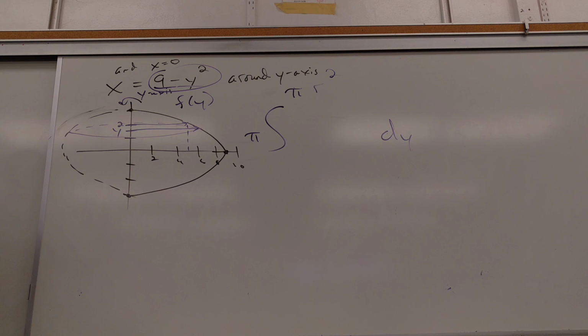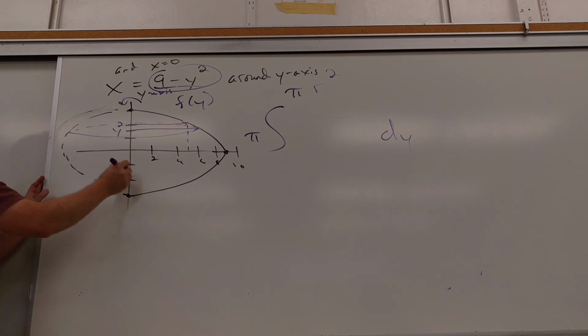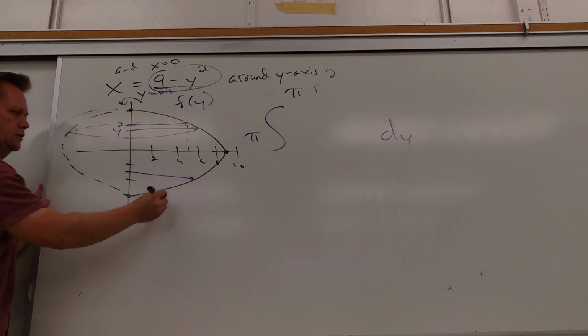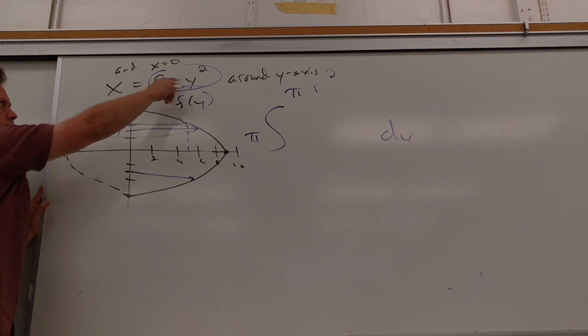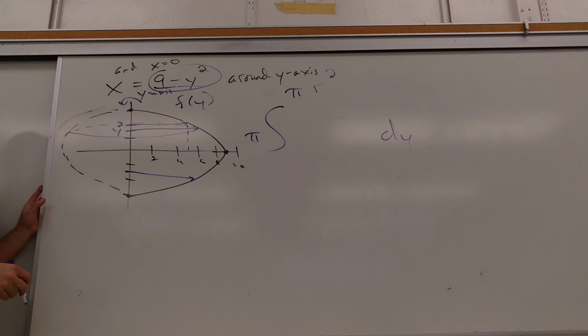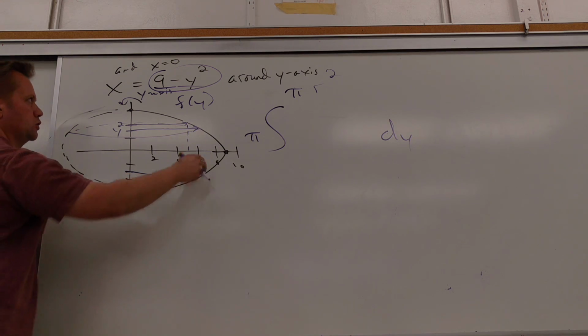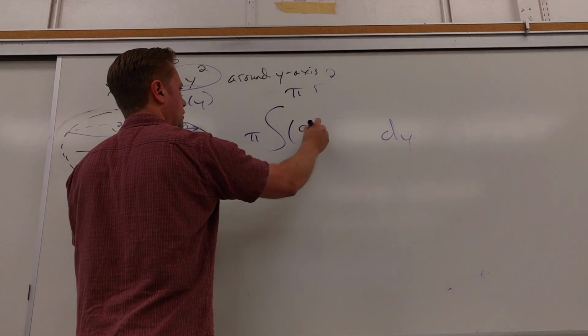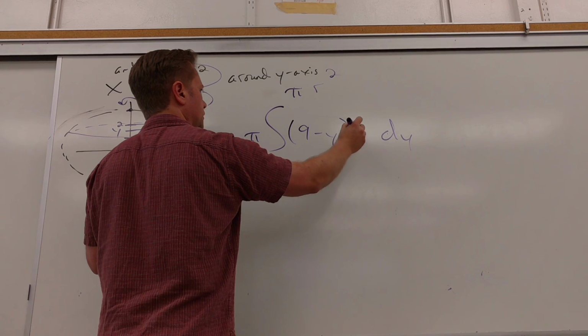Can you guys see that? Let me make it a little more concrete for you. Any position you pick, how would I see what the radius is? I would put that y in and see what the x is. So that's the radius, from here to the function.